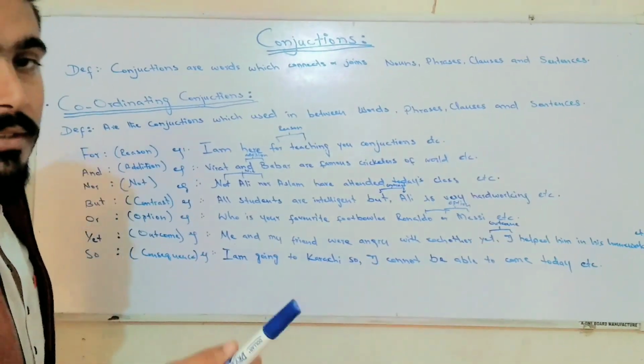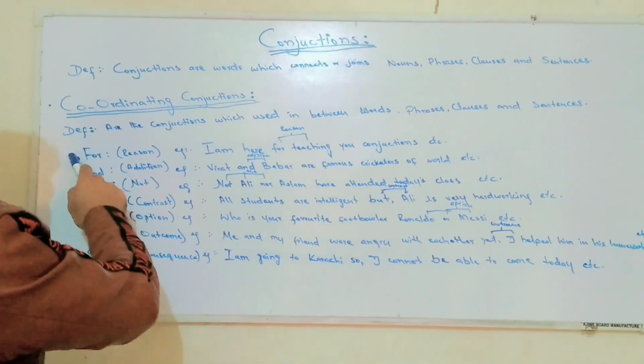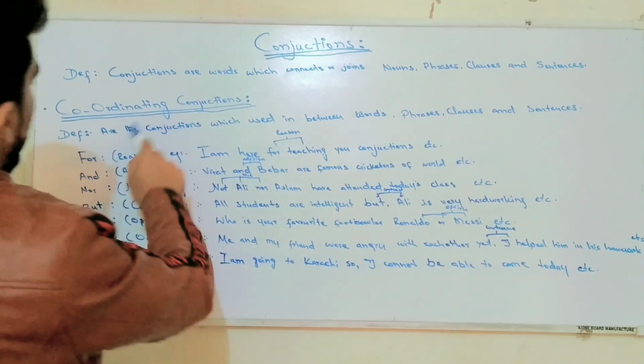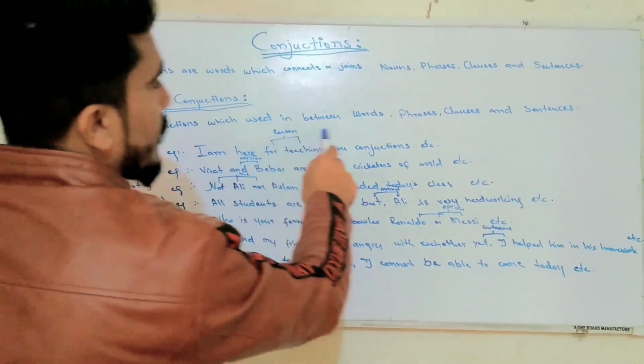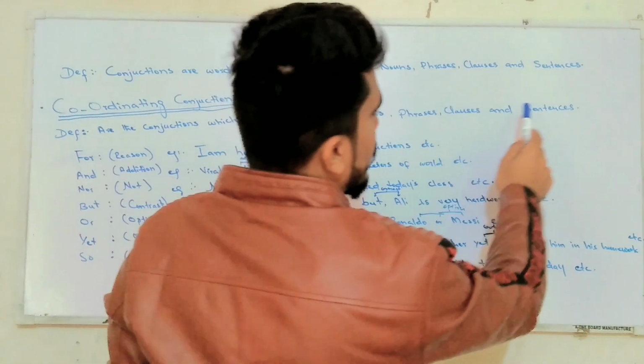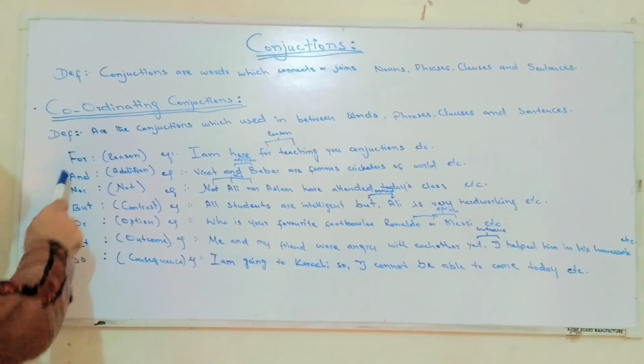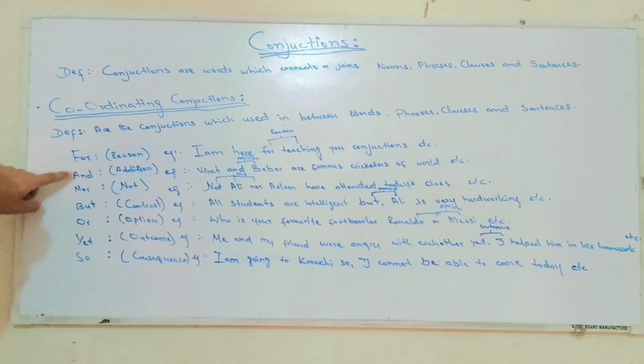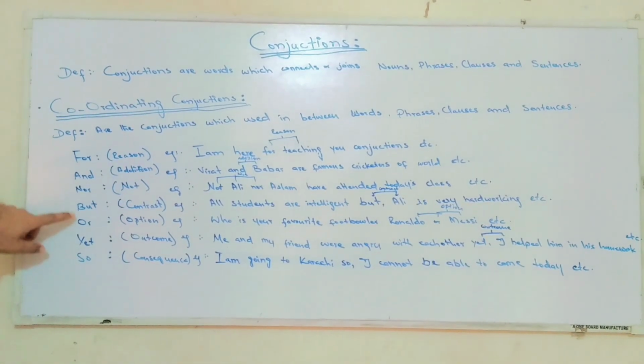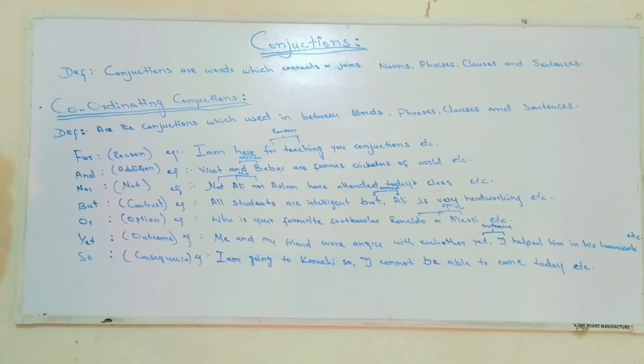Coordinating conjunctions, what are these? So let's start with the definition. Coordinating conjunctions are the conjunctions which are used in between words, phrases, clauses, and sentences. So these are the coordinating conjunctions: for, and, nor, but, or, yet, and so.